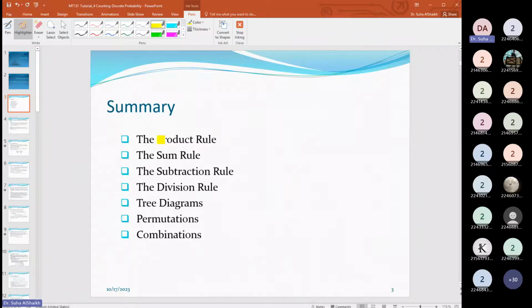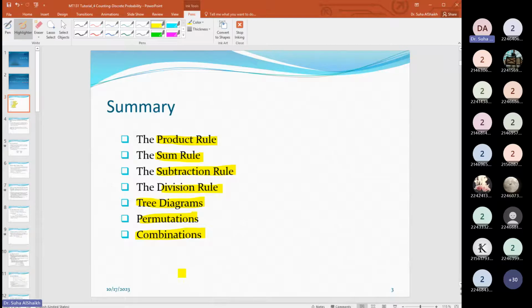We will talk about the product rule as a procedure of counting. We will talk about the sum rule. We will talk about the subtraction rule, the division rule. Then we will talk about the tree diagram, the permutation, and the combination. All of those are techniques of counting.